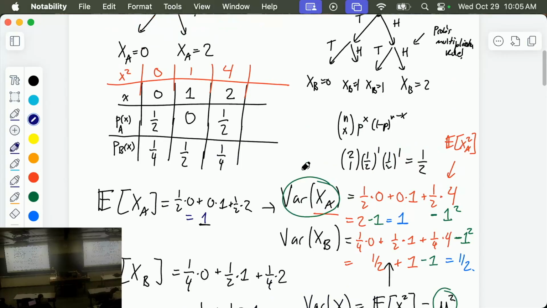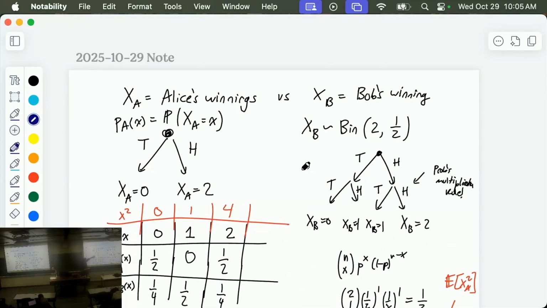And indeed, that makes sense, right? Alice is going all in on one single bet. She's going to win it all or lose it all, whereas Bob half the time wins exactly $1, wins 1 out of 2. So Bob is less variable, whereas Alice is more variable.